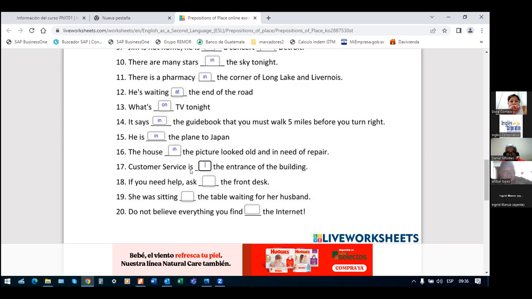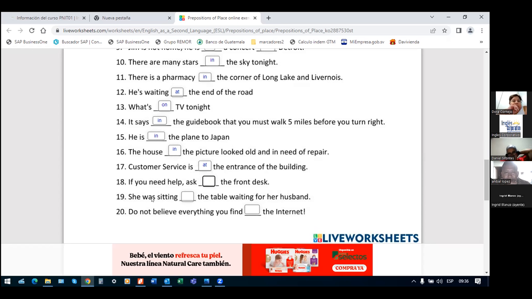Customer service is at the entrance. At. Porque la está especificando el lugar, a la entrada del edificio. El edificio.